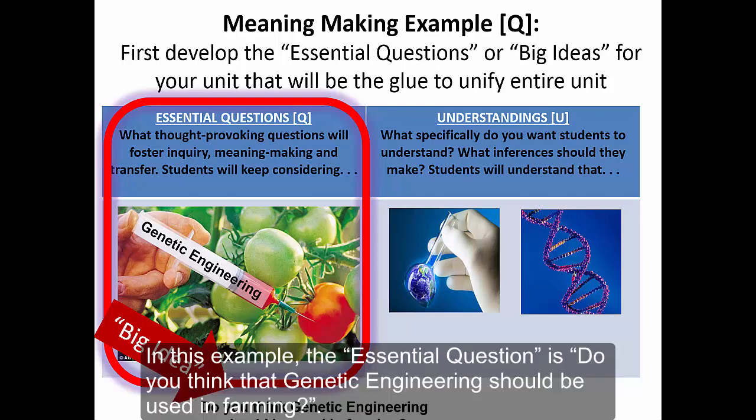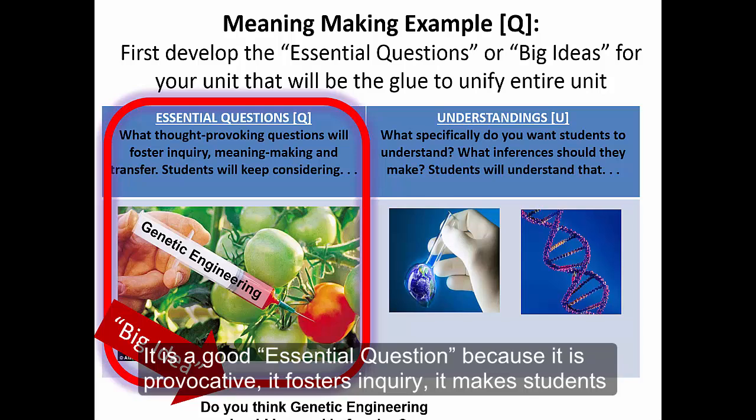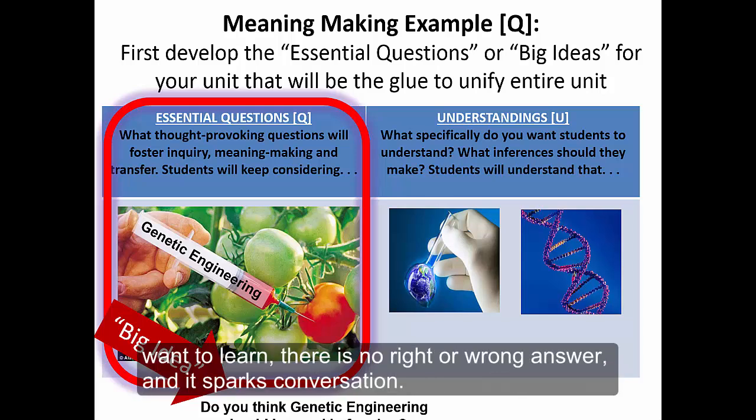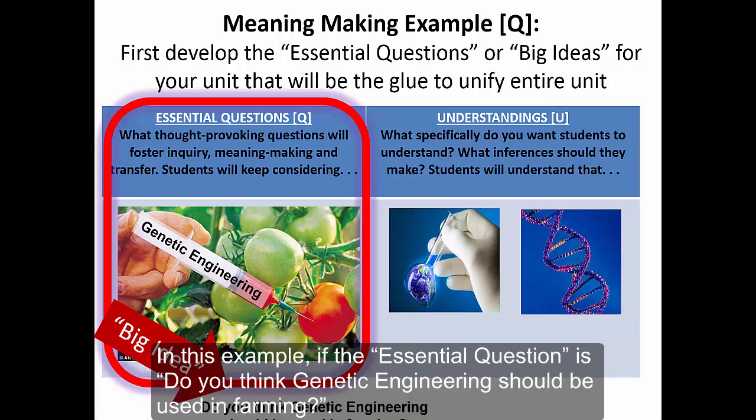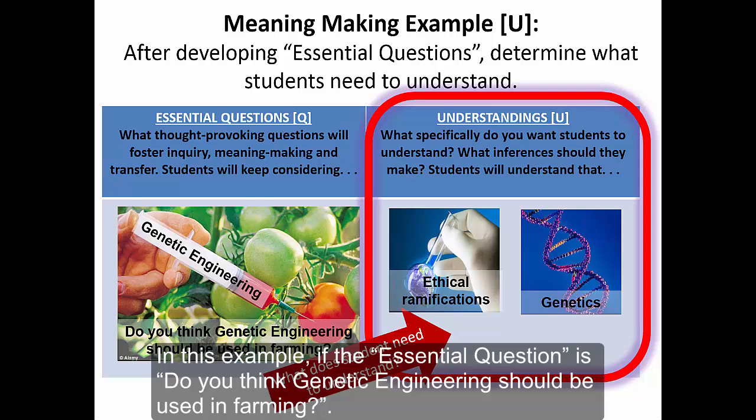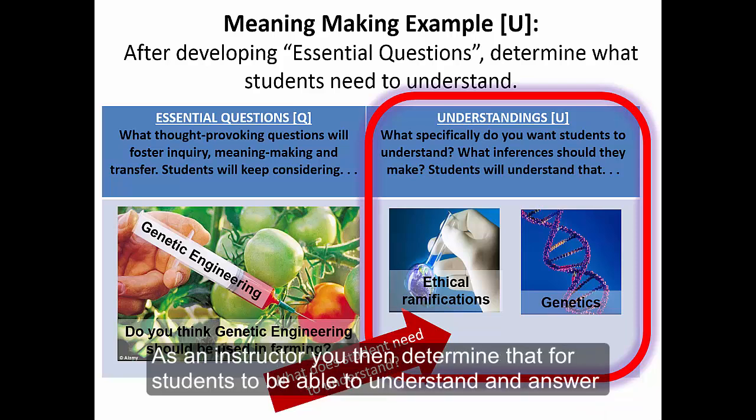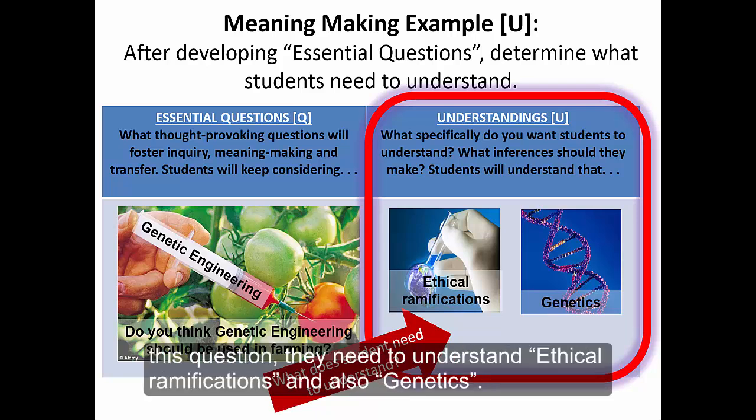In this example, the essential question is, do you think that genetic engineering should be used in farming? It's a good essential question because it's provocative, it fosters inquiry, it makes students want to learn, there's no right or wrong answer, and it sparks controversy. As an instructor, you then need to determine what students need to understand to be able to answer this question. In this case, it would be understandings in ethical ramifications and also genetics.